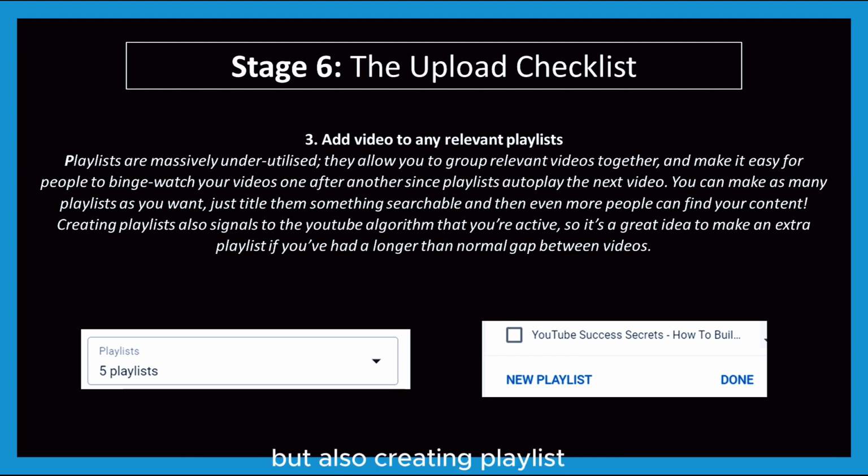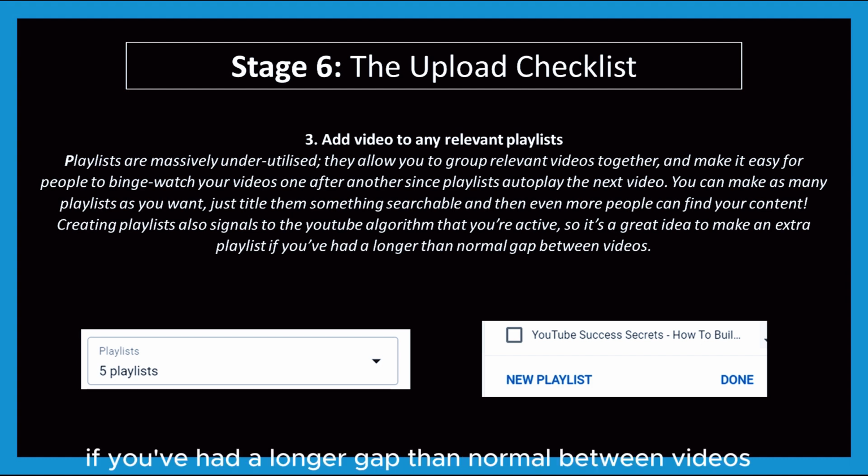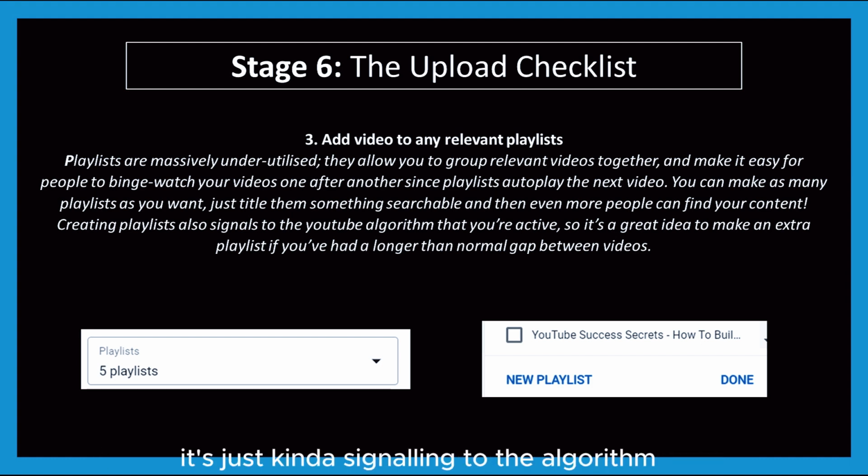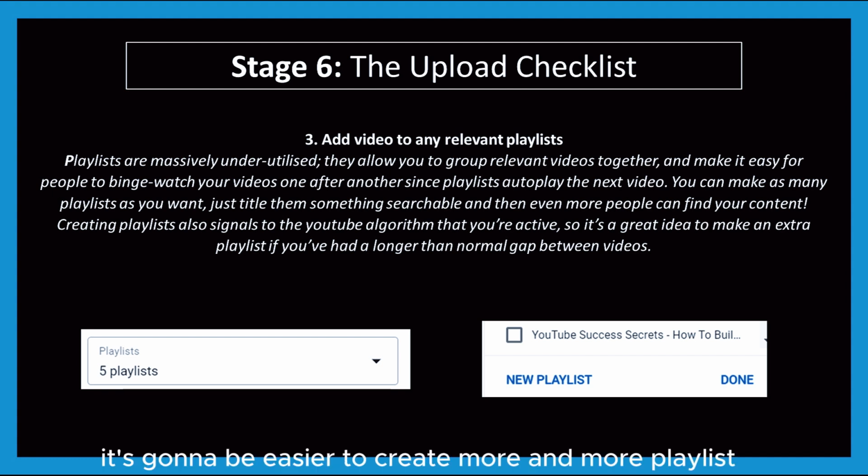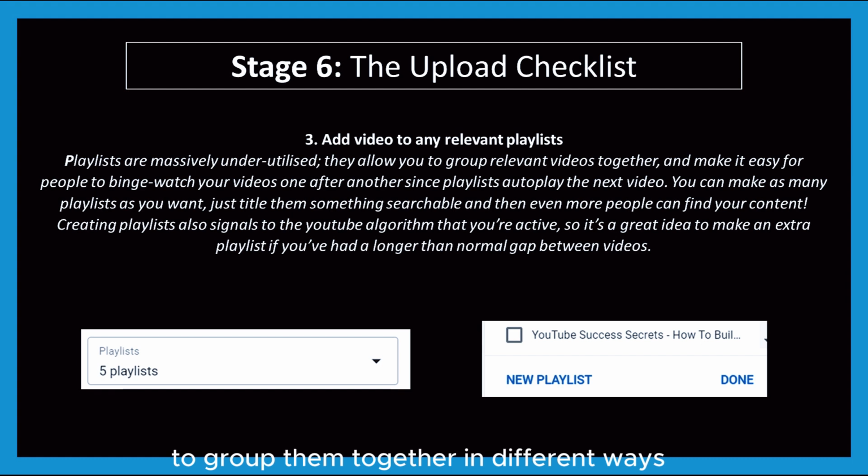But also, creating playlists signals to the YouTube algorithm that you're active. So it's a great idea to make an extra playlist on your channel if you've had a longer gap than normal between videos. It's just signaling to the algorithm you're still creating. But the important thing here with the playlist is that as you add more and more videos to your channel, obviously it's going to be easier to create more and more playlists to group them together in different ways. But even from the very beginning of your channel, just at least add 1 or 2 playlists. So when people click on the playlist tab on your channel, they can see you've actually put the effort in, and a few extra people might discover your content as a result of that.